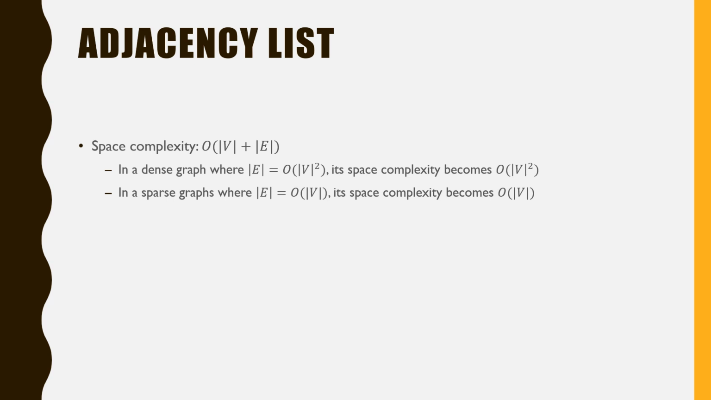Since each node is stored as an array entry and each edge as a linked list item, the space complexity of an adjacency list is O(V + E). In a dense graph, where the number of edges E is on the order of O(V²), the space complexity becomes O(V²). On the other hand, in a sparse graph, its space complexity is reduced to O(V). Hence, the adjacency list is well suited for representing large and sparse graphs.